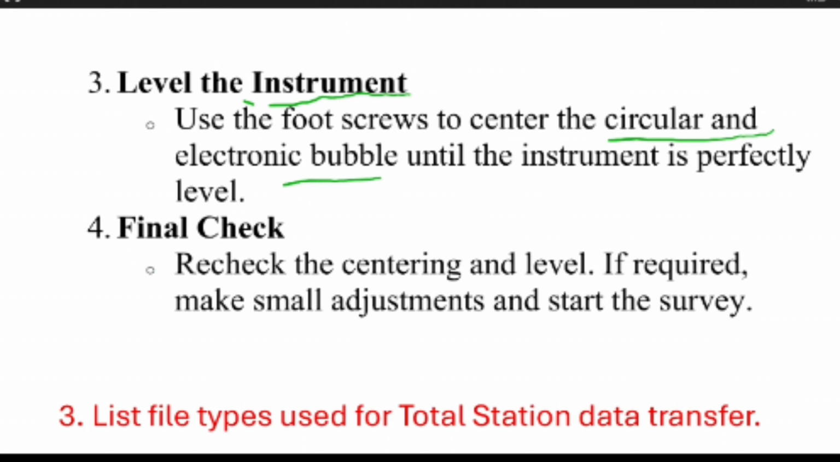Next will be a final check. In the final check we have to check the centering twice or thrice to see whether it is centered. Based on this small adjustment we can start the surveying. This is the adjustment of the total station.